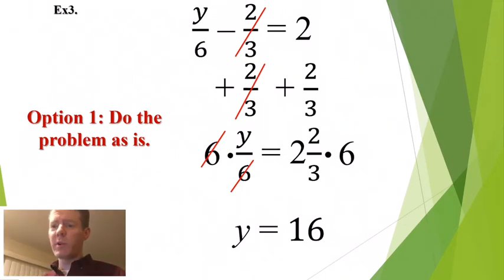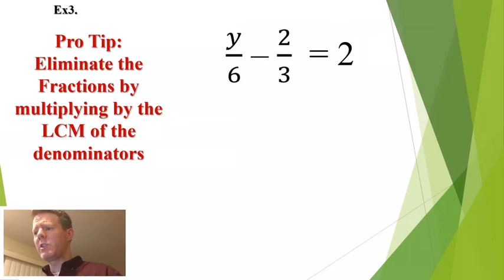So here comes your pro tip for this same problem. We're going to do this problem again, but now we're going to do it with a pro tip. Here's your pro tip. Eliminate all the fractions. And you can get rid of fractions in an equation by simply multiplying everything in the equation by the least common multiple of the denominators.